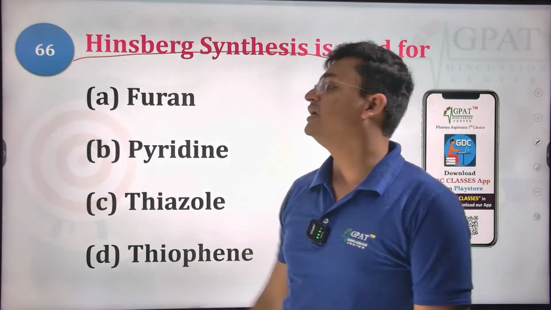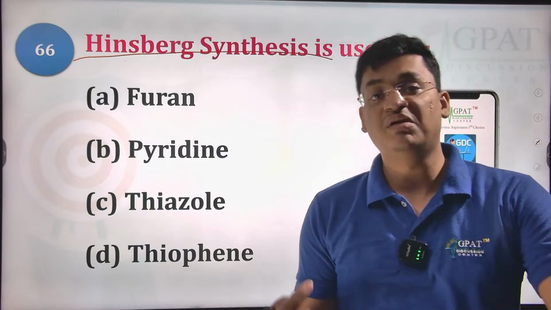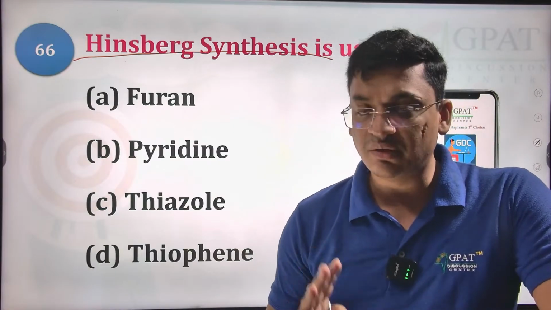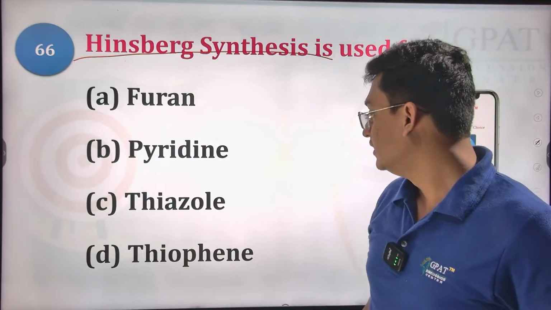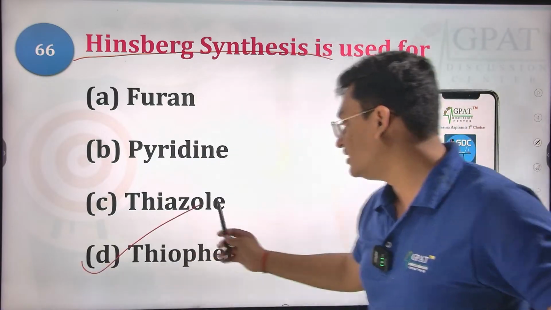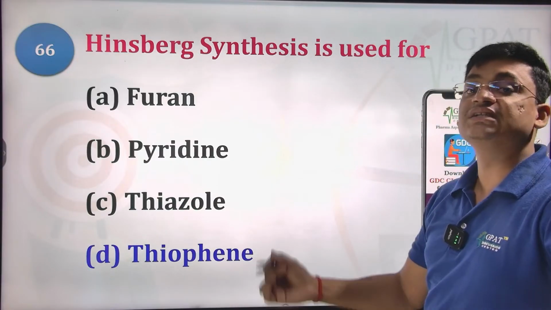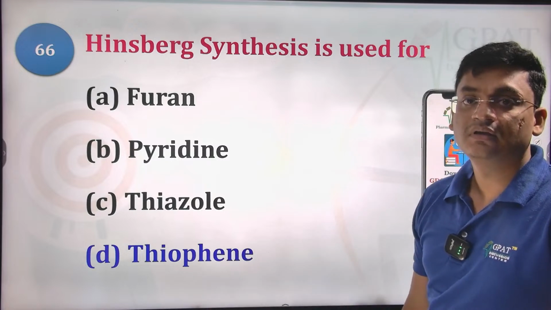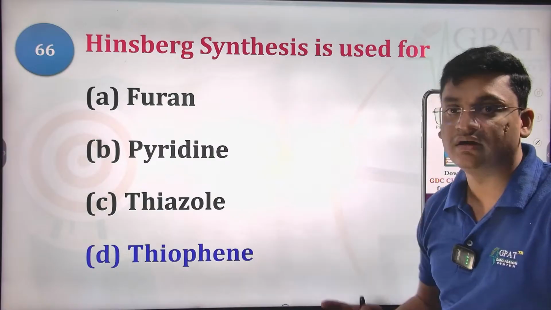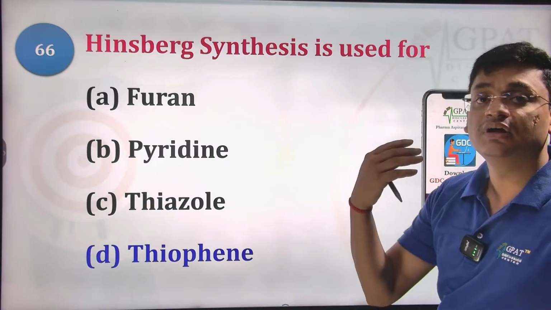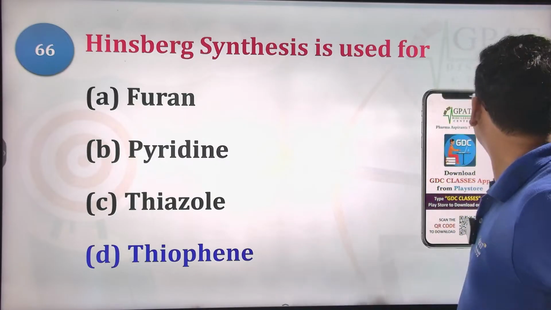The Hinsberg test is related to the identification of primary, secondary or tertiary amines, while the Hinsberg synthesis reaction is related to the formation of thiophene. So yes, we have here D: Hinsberg synthesis is related to thiophene, while the Hinsberg test is related to amines, in which we use benzene sulfonyl chloride, and for the formation of sulfonamides, the primary amine gets converted into the sulfonamide.